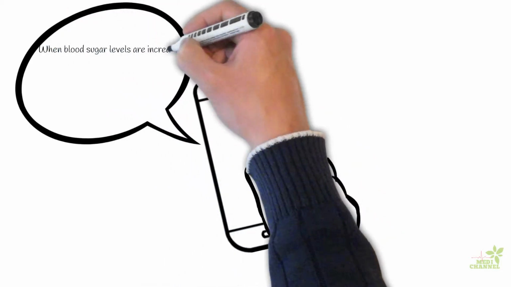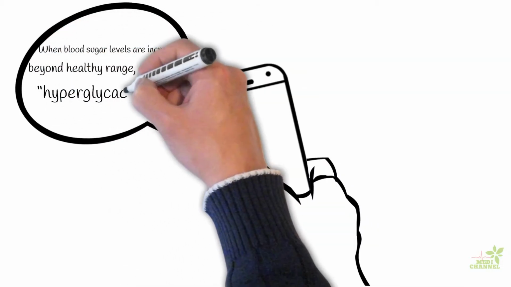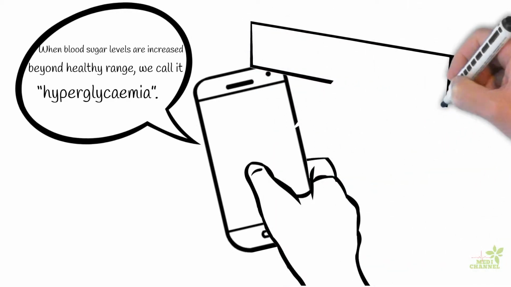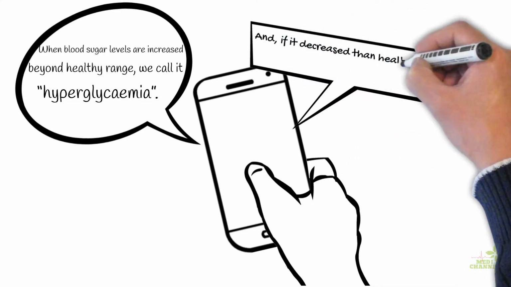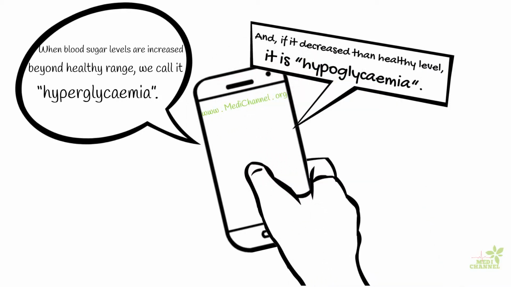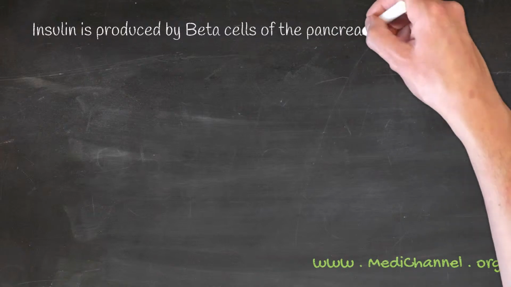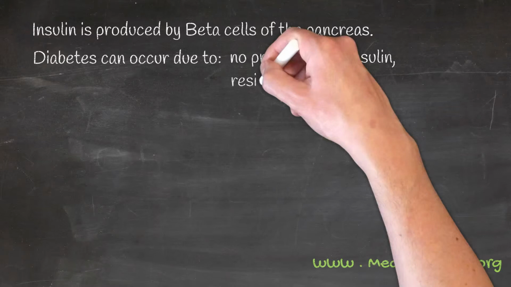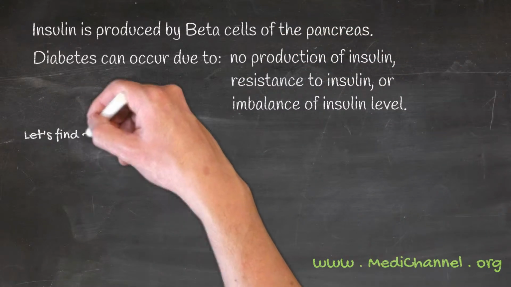If blood sugar levels are increased beyond the healthy range, we call it hyperglycemia, and if decreased below the healthy level, we call it hypoglycemia. It is a miracle how the sugar-controlling mechanism precisely functions to keep blood glucose levels well balanced. The key to this mechanism is the hormone called insulin, which is produced by beta cells of the pancreas. Diabetes can occur due to no production of insulin, resistance to insulin, or imbalance of insulin level.